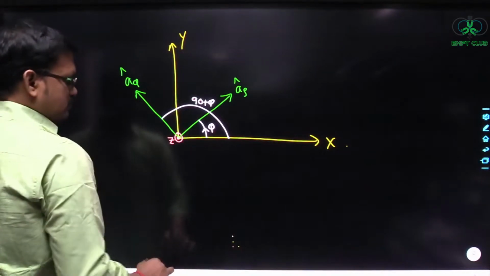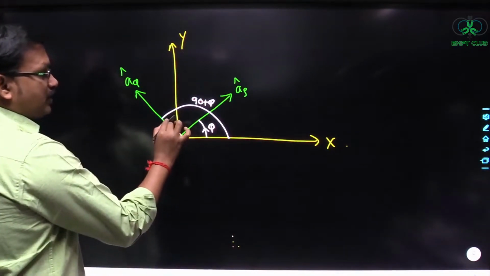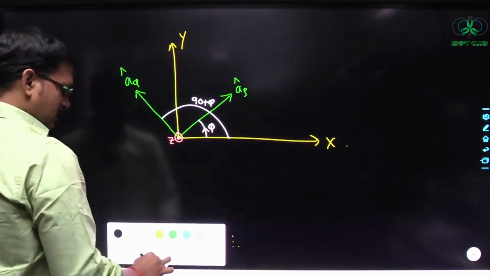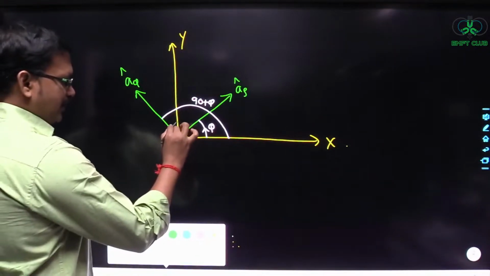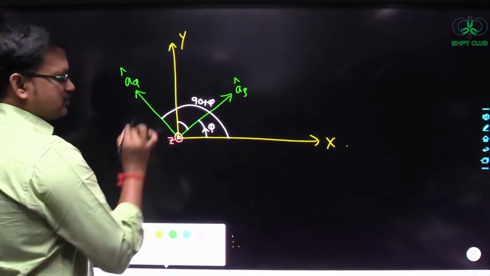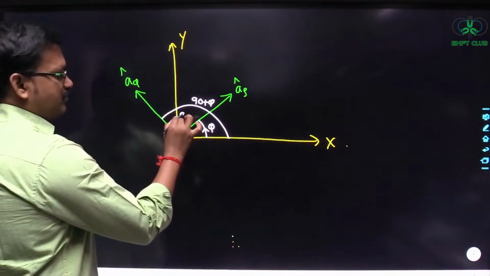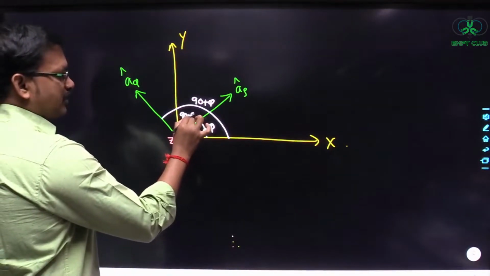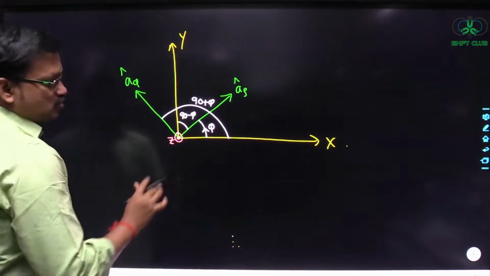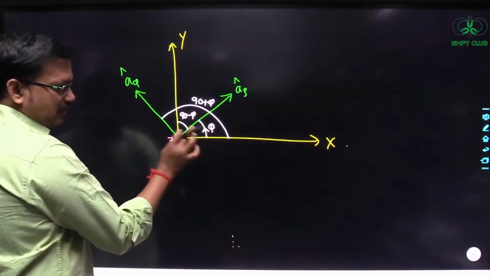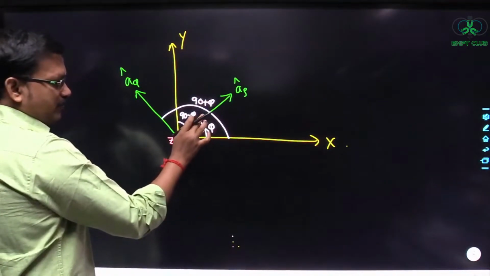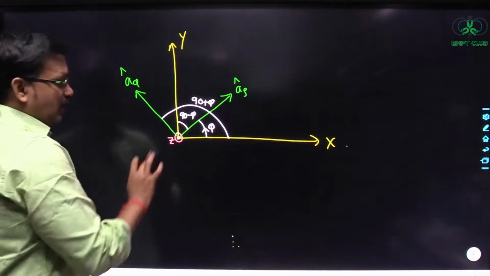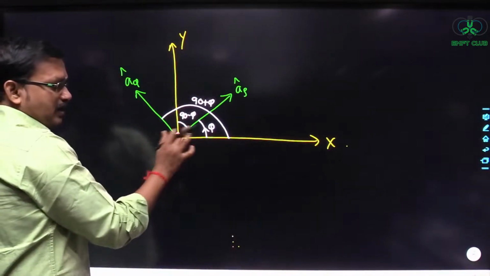The angle between a rho cap and the y-axis is nothing but 90 minus phi. So we know the angle between a rho cap and the x-axis, we know the angle between a rho cap and the y-axis, and we know the angle between a phi cap and the x-axis.